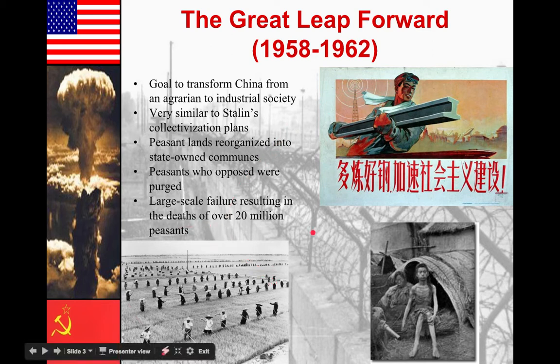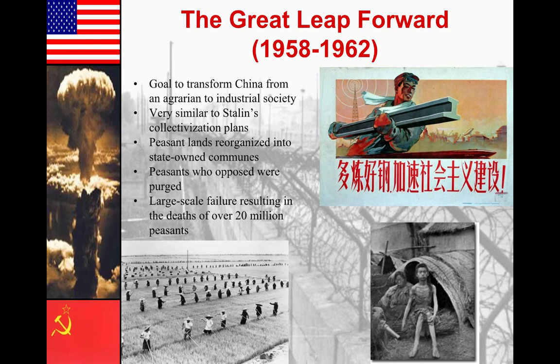And what that meant was that the land was owned by the state, and now you had peasants who worked on these communes. Again, none of the land or none of the product that resulted from this work belonged to the peasants in any way. It was all going to the state. And peasants who protested against this new policy were basically sent away. They were sent away to what's called re-education camps, which essentially was like a gulag, except it was located in China. And also this resulted in a large-scale failure.